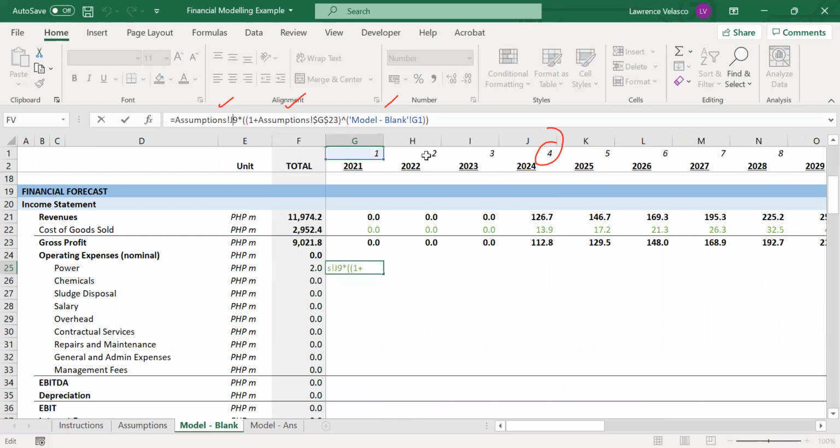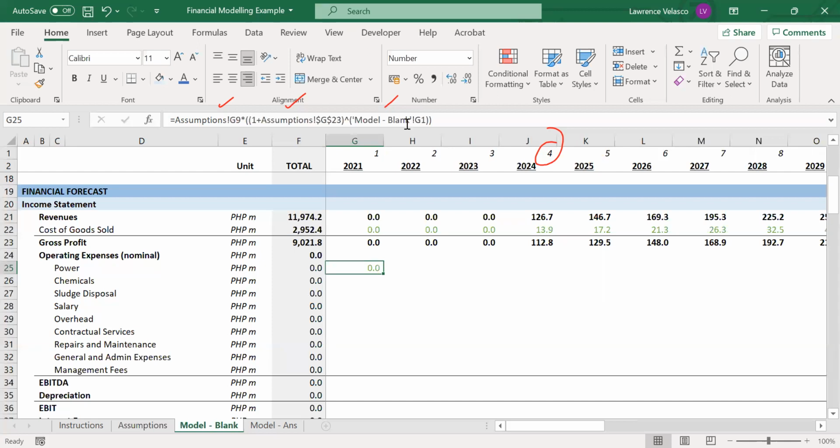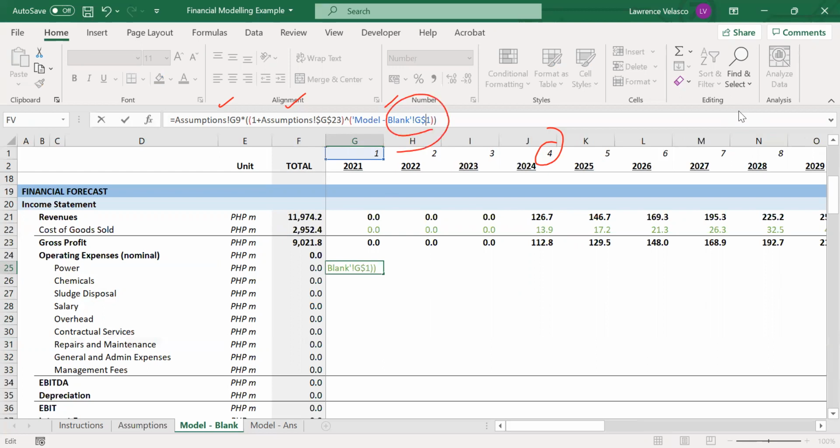Sorry, this should be G9. The first power. Okay. Now, may gagawin ako magic. Pare-pareho lang yung formula ng power chemical sludge, di ba? Ang gagawin ko magic, lalagyan ko ng dollar sign yung row 1.